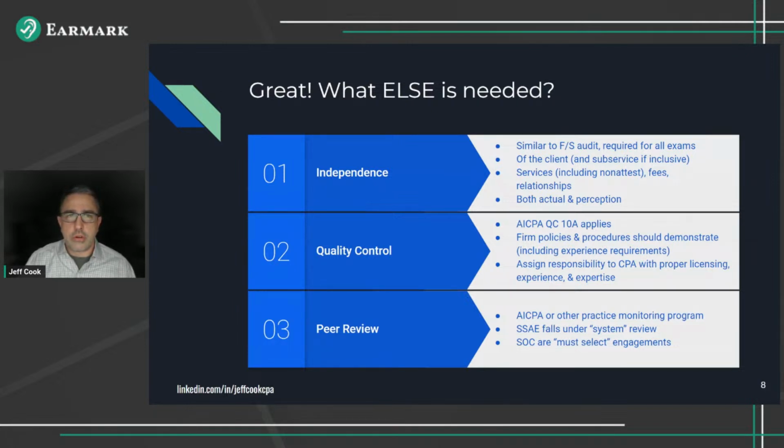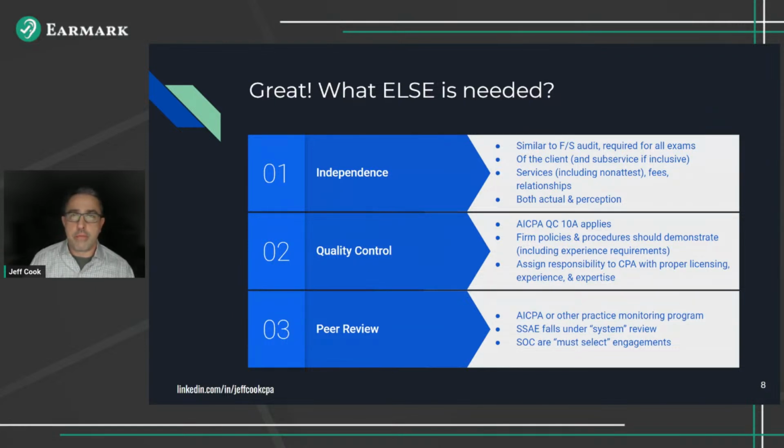Okay, so quality control, right? Again, we talked about you need to have people who are up to date with the quality control standards. You need to have somebody who's ultimately responsible for the quality control, et cetera, who's competent in that. So EQCR, as I mentioned before, is a non-engagement partner evaluation before the report's released. SOC 2, again, they're must-select engagements, so they're going to be in peer review. So you want to make sure you're having some sort of quality control review done, making sure that's part of it. And then, as I mentioned, in peer review, this is required.